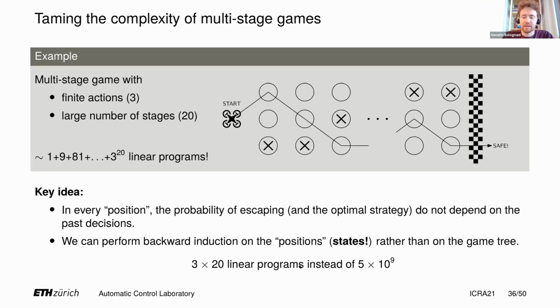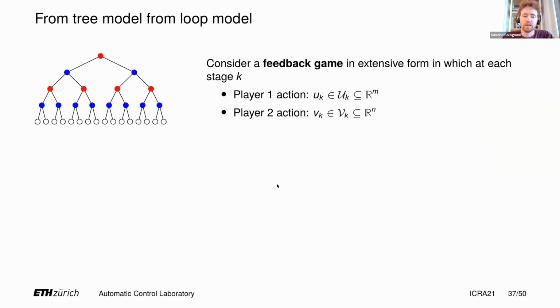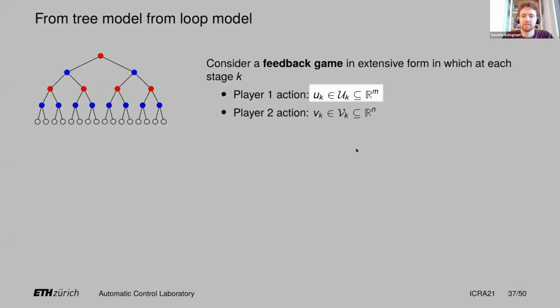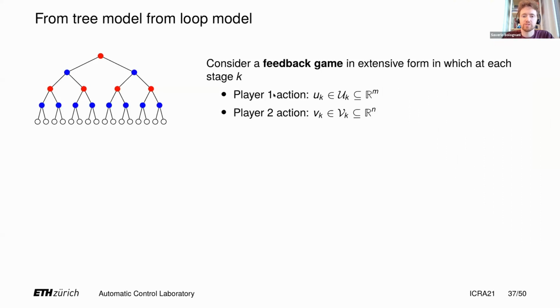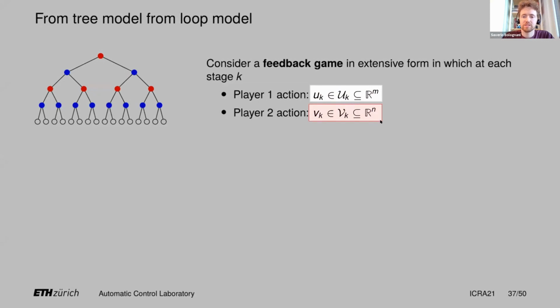So this idea of relying on a state of the game instead of relying on all the past decisions is particularly powerful when agents have a lot of actions available, or even a continuous set of actions available to them to decide. So for example, in here, we consider a feedback game in extensive form, like the multi-stage games we are looking at, where player 1 actions and player 2 actions are two vectors, right? Their decisions are vectors in R^m and R^n.